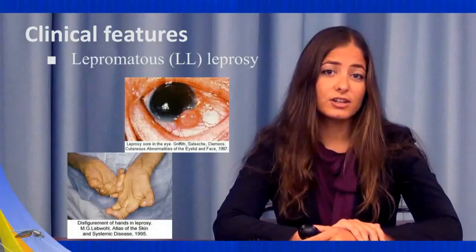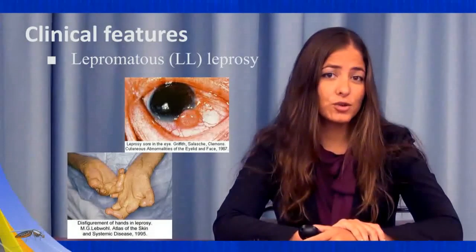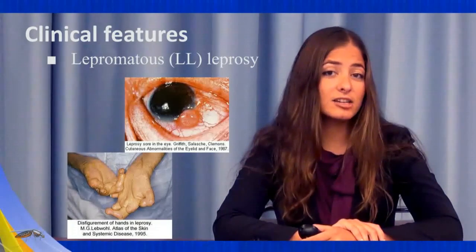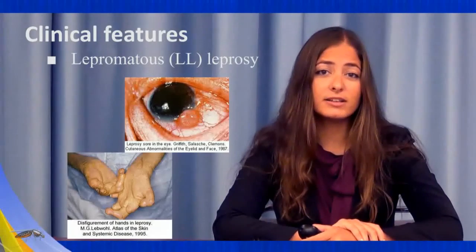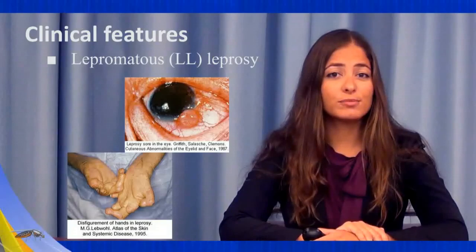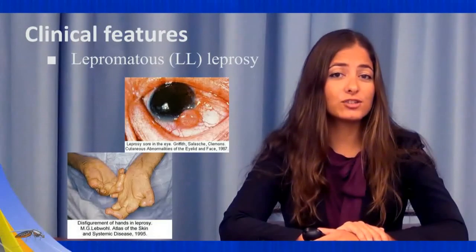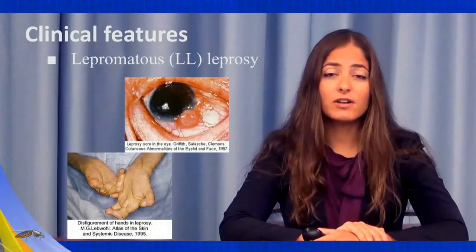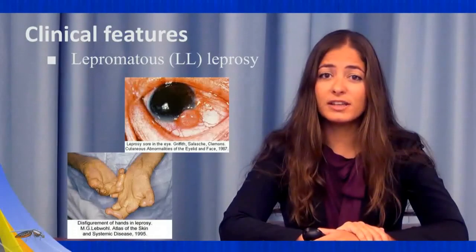Loss of innervation can cause disfigurement of extremities, shown here on the left. Eyes can be affected too, with blindness as a result, shown here on the right. Testes can also be involved, causing orchitis and sterility. The involvement of the nasopharynx can cause nasal collapse.